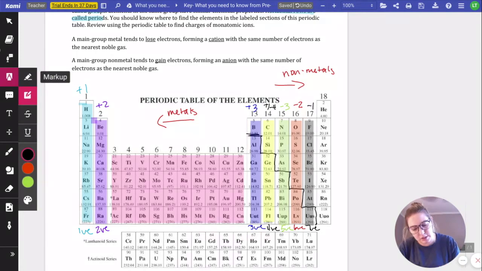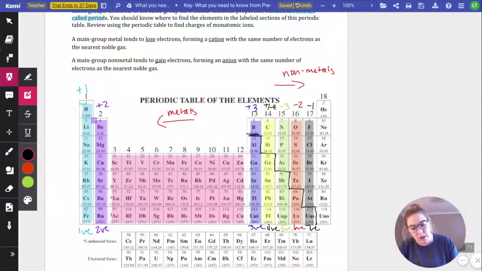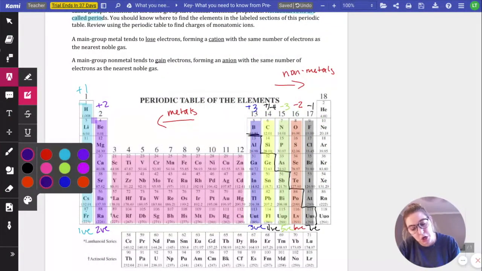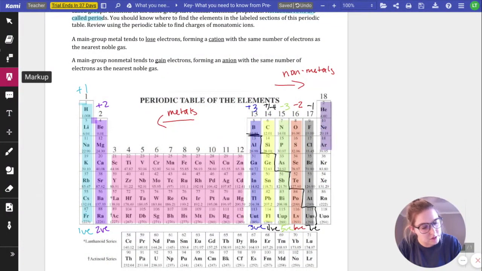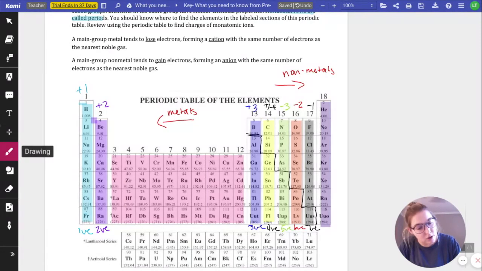And last but certainly not least, I've got to get a new color. Let's go with a nice purple, nice plum here, because we have the noble gases. There you go, the noble gases there. The noble gases have no charge, and they have 8 valence electrons.